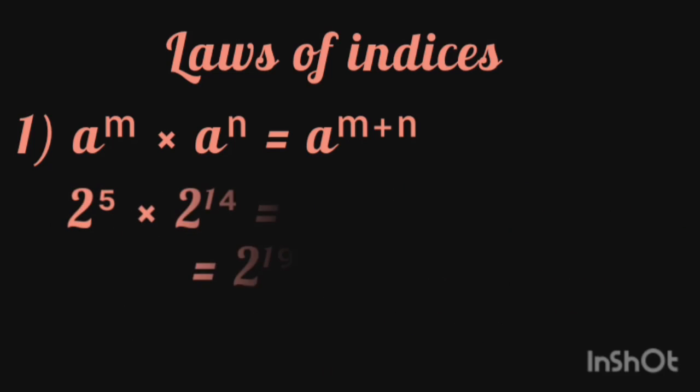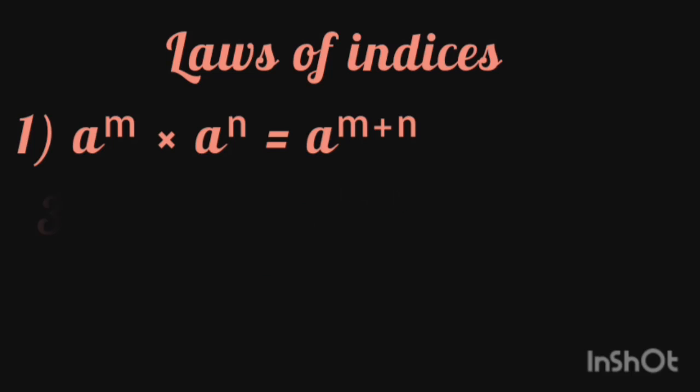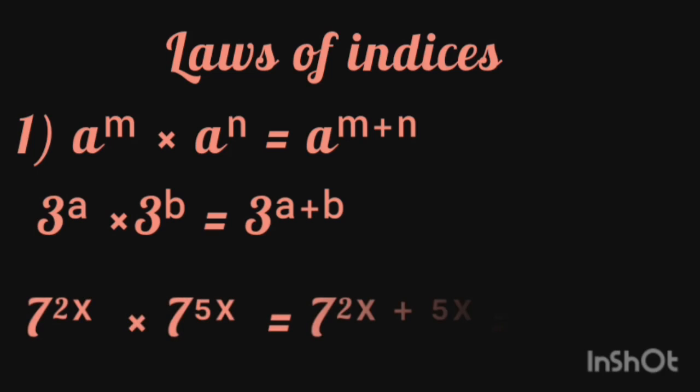Another example, we are going to see 2 raised to the power 5 times 2 raised to the power 14. The bases are the same, 2 and 2, so we simply add the powers. 5 plus 14 will give us 19. So we have 3 raised to the power a times 3 raised to the power b. Simply add a plus b and you get 3 raised to the power a plus b.